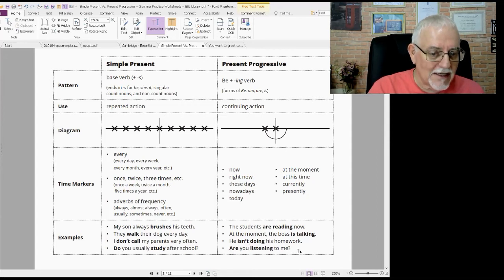Are you listening to me? This is a question in the present continuous tense. So we have the verb to be, are you? Remember, you are, we reverse to make the question. Are you listening to me? Again, this is a yes/no question. You can answer yes or no.